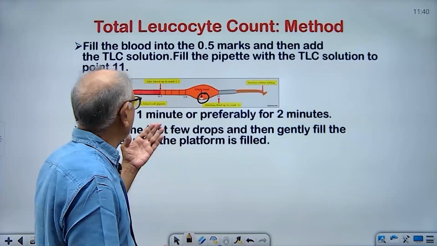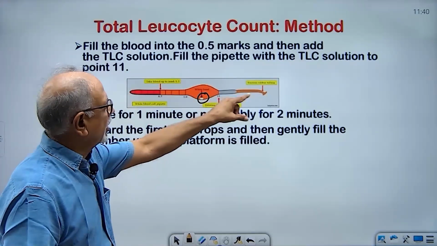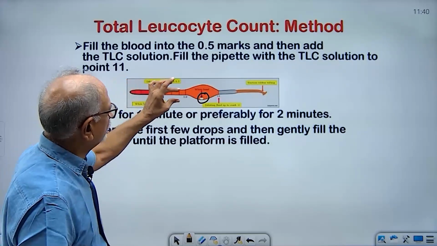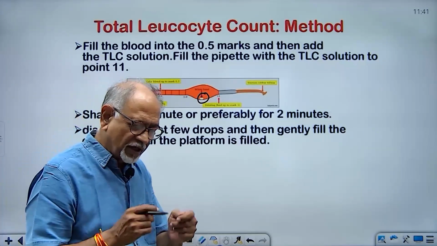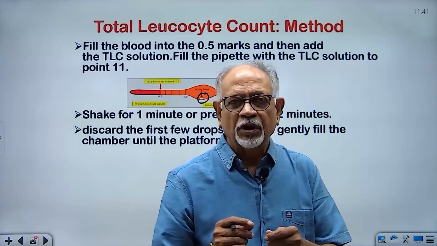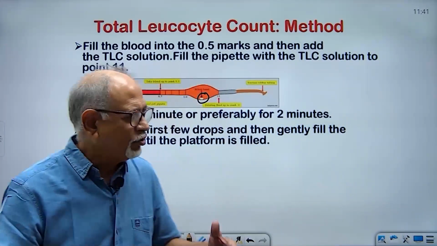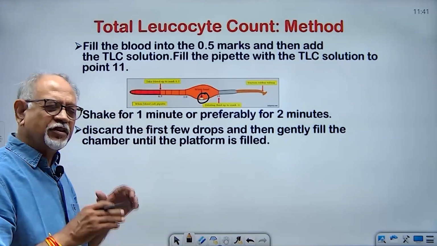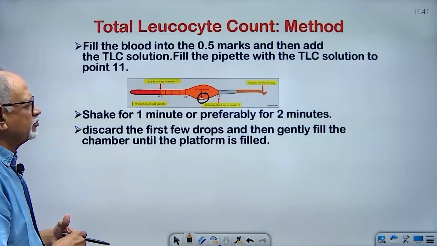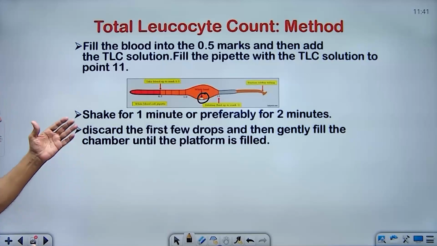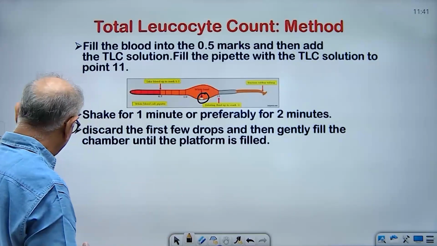There is a mark here of 0.5 up to which the blood sample is taken. Then with the help of this suction tube, the diluting fluid is sucked in up to the 11 mark, and then it is continuously mixed, and the first few drops of the sample are rejected because that part is not properly mixed with the diluting fluid. It is shaken for 1 minute, and then it is poured into the Neubauer's chamber for counting of WBC.